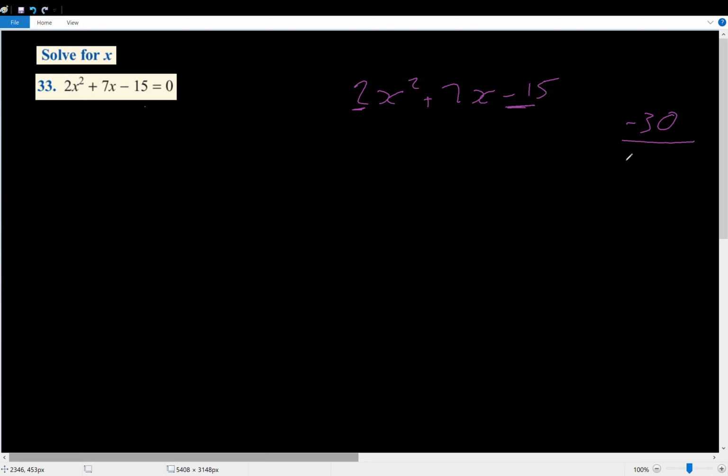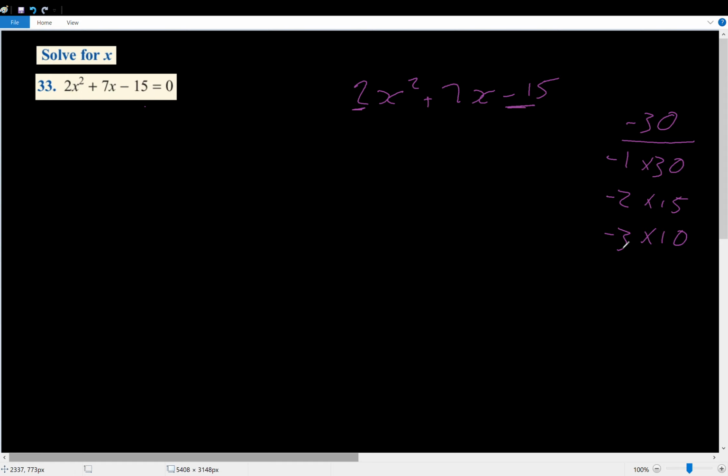And if we go through some of the factors of minus 30, we'd have minus 1 times 30, minus 2 times 15, or minus 3 times 10. Minus 1 plus 30 would give us 29 if we summed it together. That won't work for us. Minus 2 plus 15 will give us 13, and that won't work for us. But minus 3 plus 10 will sum to 7, and when we multiply those numbers we get minus 30.